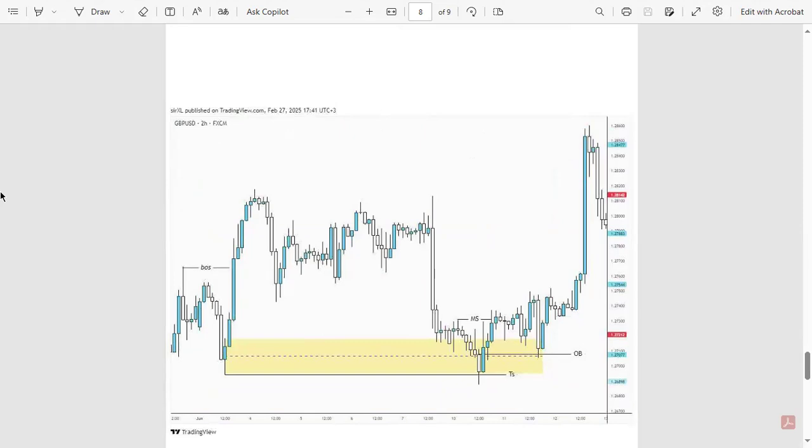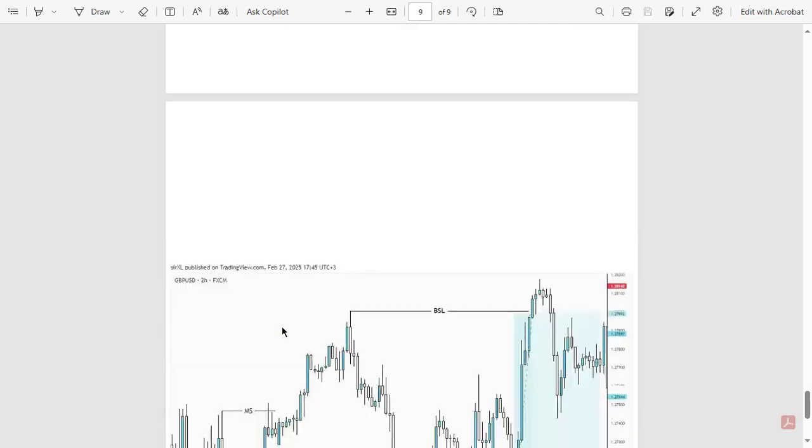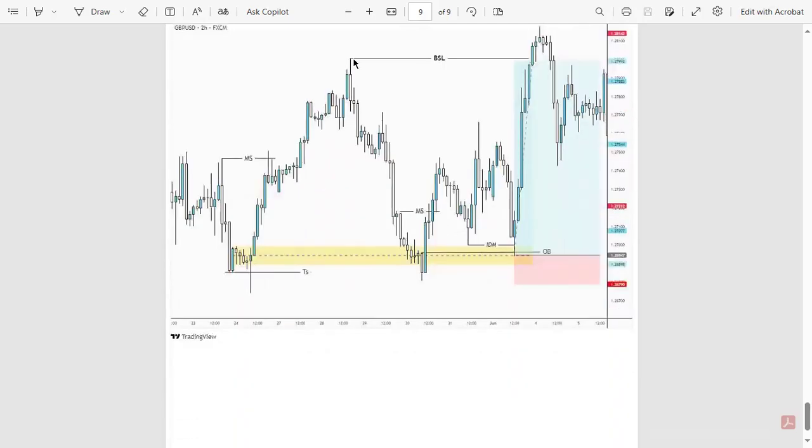Targeting this or this is up to you, and how you manage your risk and how you take the rewards depends on your style. I'm just showing you how you can find these good setups.